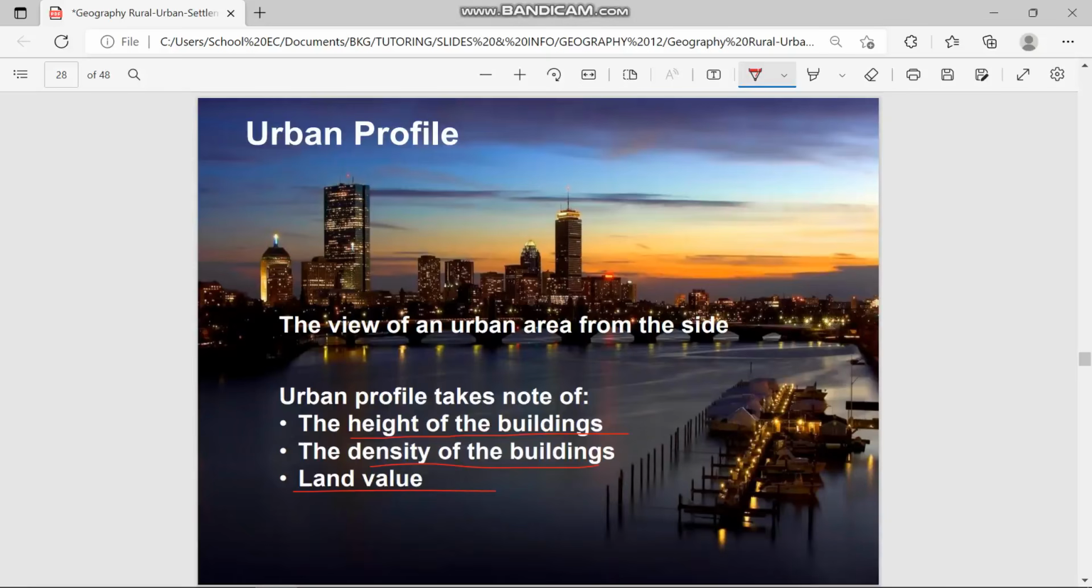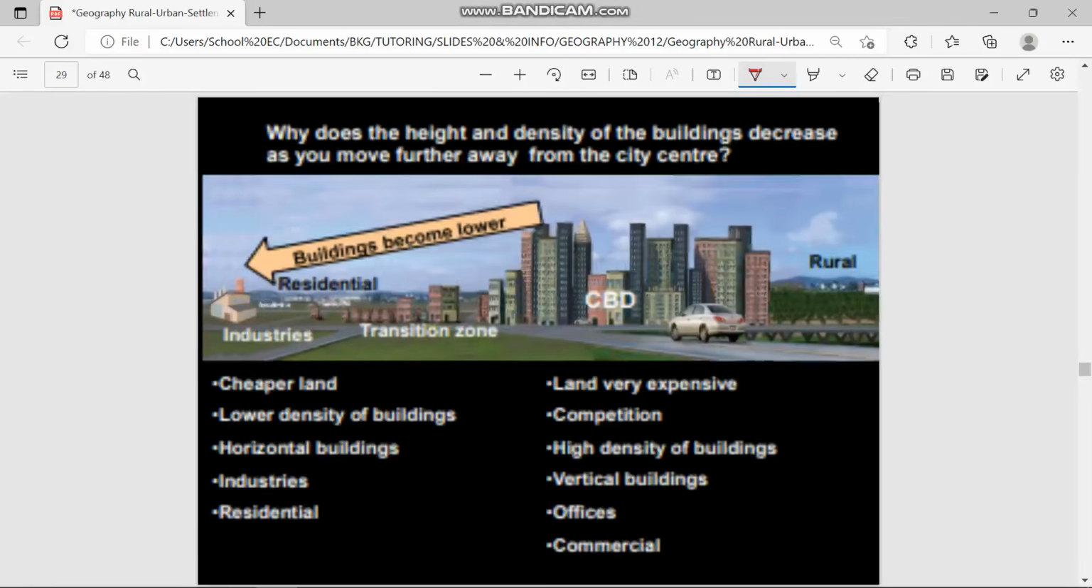But as you move from a rural area to an urban area, land value increases, but from the urban area away it decreases. Okay, let's go down.